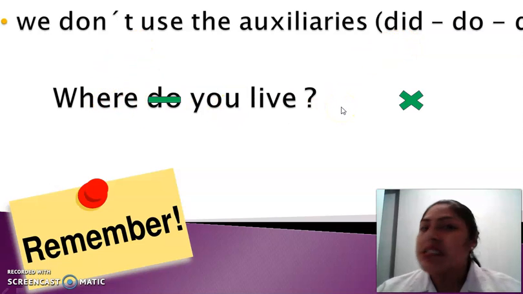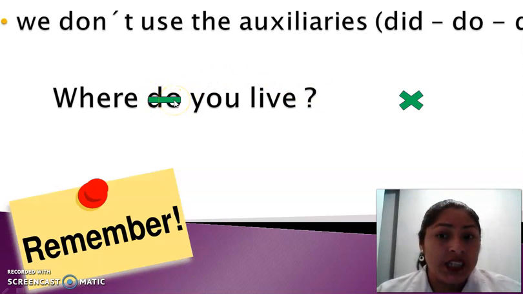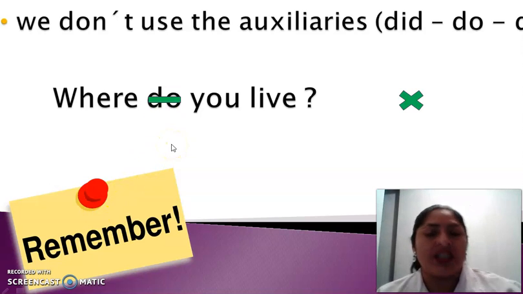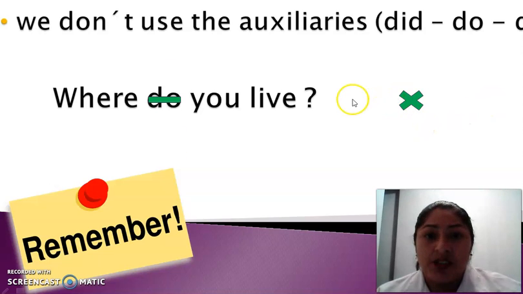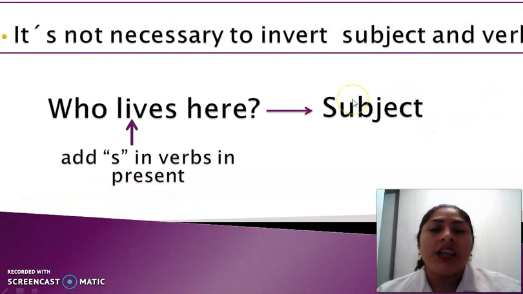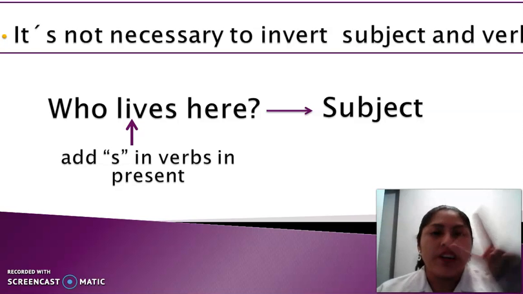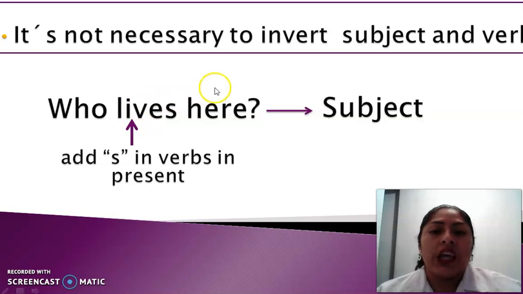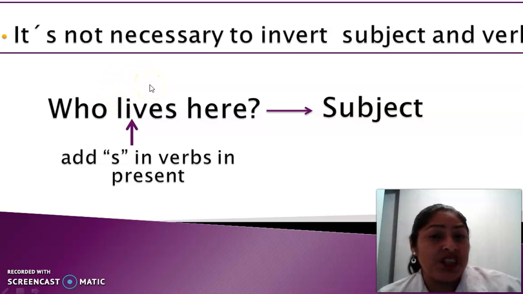For example, where do you live? No, this is not a subject question. You are going to eliminate do, that is the auxiliary. So remember, no auxiliaries for WH words as a subject. It's not necessary to invert the subject and the verb. For example, you don't put the auxiliaries here.